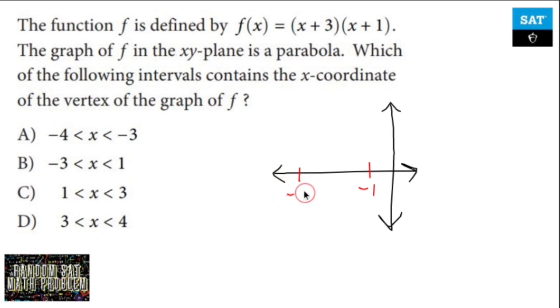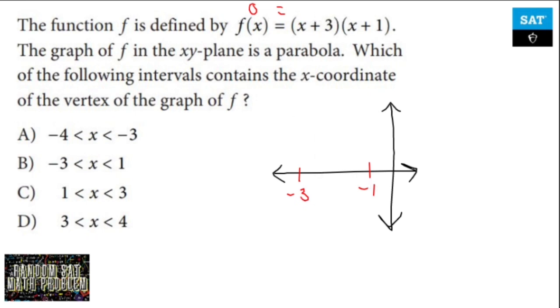Now, if you're wondering, wait, why negatives? That's +1 and +3. Because the zero product property says that if I have 0 equals that, then my roots, which is where my parabola crosses the x-axis, are going to be when x plus 3 is equal to 0 and when x plus 1 is equal to 0. So if you subtract 3 and subtract 1, you'll get -3 and -1.